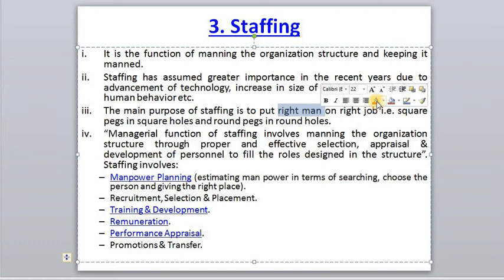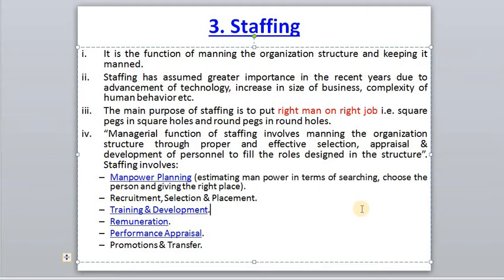We have to fix the right man on the right job. It is nothing but staffing. The main purpose of staffing is to put the right man on the right job. Square pegs in a square hole and round pegs in a round hole. That is nothing but an example.